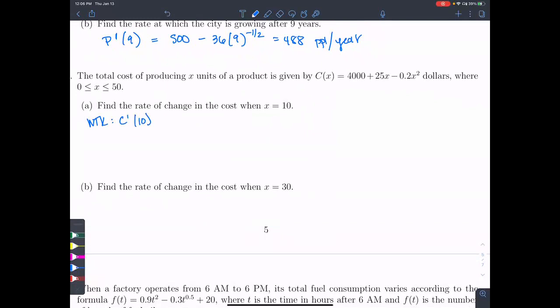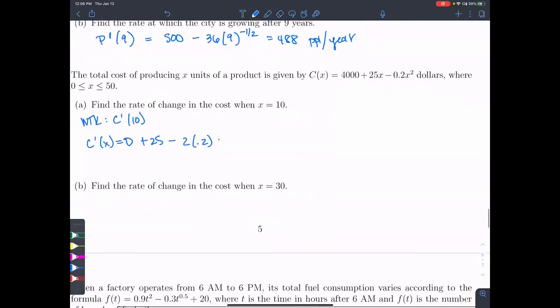So what we are going to do is figure out what C prime of X is. So that would be 0 plus 25 minus 2 times 0.2 times x to the first. So 25 minus 0.4x. So C prime of 10 would be 25 minus 0.4 times 10. 25 minus 4 is 21. This is the rate of change in cost, $21 per unit.